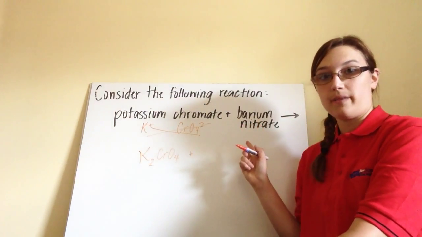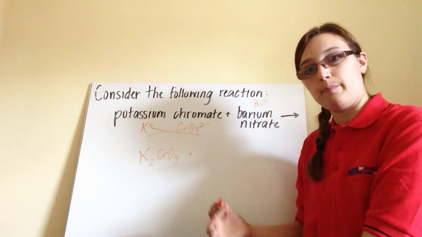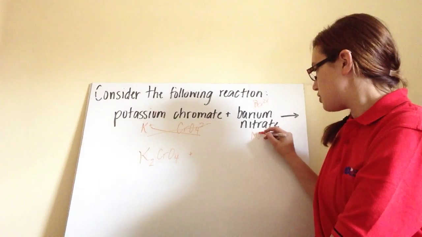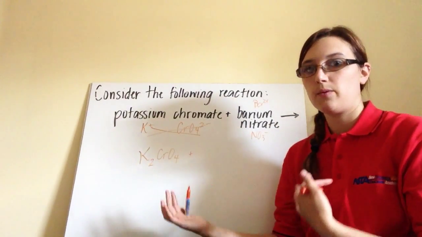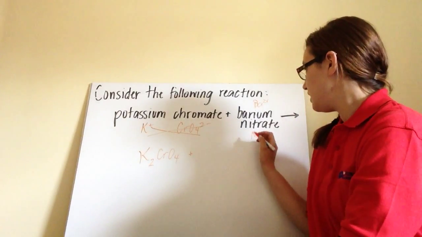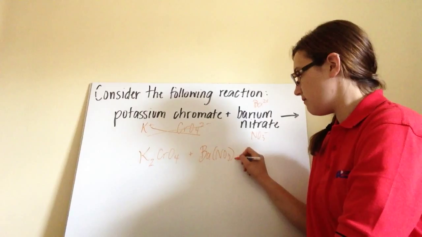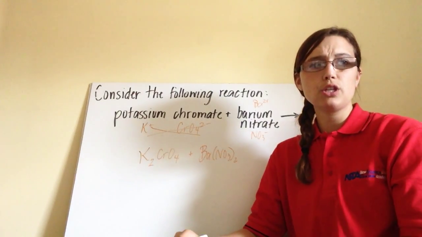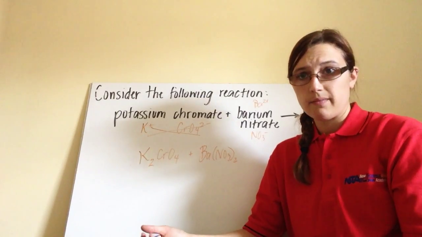plus barium nitrate. If you remember, barium is Ba2+, which you find off the periodic table. Nitrate is NO3-, again a polyatomic ion. If you crisscross, you get Ba(NO3)2. So what we have is our reactants as symbols.